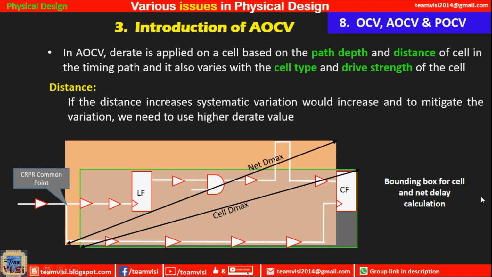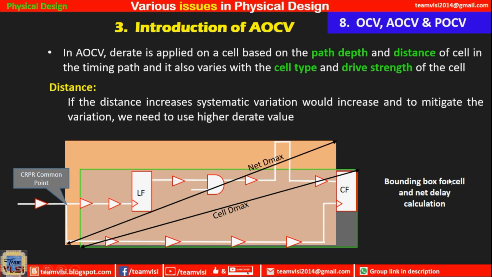Okay, distance is calculated using the bounding box. The upper bounding box is for your net distance, and the bounding box with the outer green line is the bounding box for your cells. So this distance is the maximum distance for the cell, and this distance is the maximum distance for your nets.